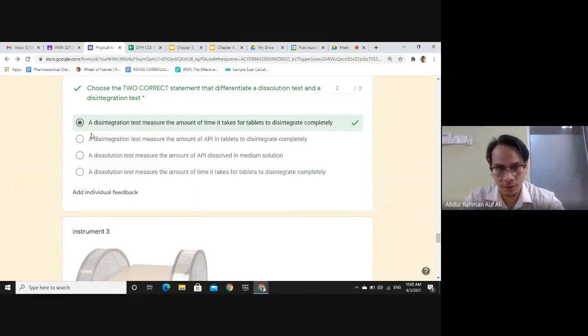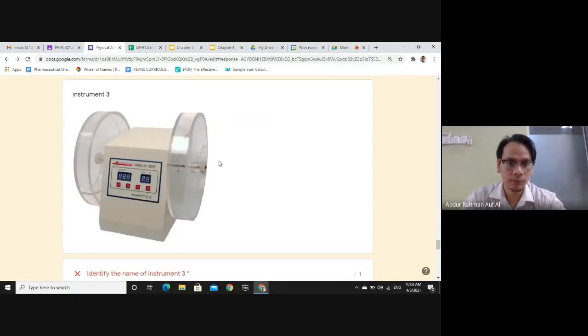Okay, disintegration test kita nak tengok tablet dan kapsul ambil masa berapa lama untuk pecah sepenuhnya. Itu tujuan disintegration test. Dissolution test kita nak measure, kita nak ketahui berapa banyak API yang larut dalam medium solution. Pilihan ketiga ni. The dissolution test measure the amount of API dissolved in medium solution.